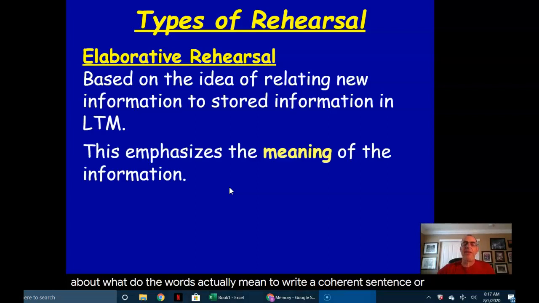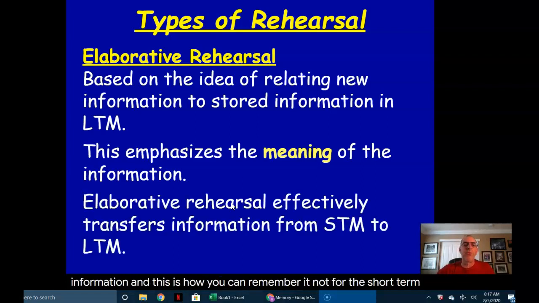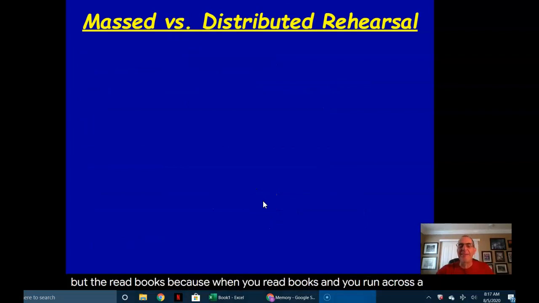And by using this approach, you actually start to emphasize the meaning of the information, and this is how you can remember it not for the short term, but also for the long term. And so that's why, for example, if you want to increase your vocabulary, the best way to do this is not to study words in a dictionary, but to read books. Because when you read books and you run across a word that you don't understand, you have to think about the context in which the words are being spoken, and then that helps you understand what they actually mean. So anyways, that's how that works.